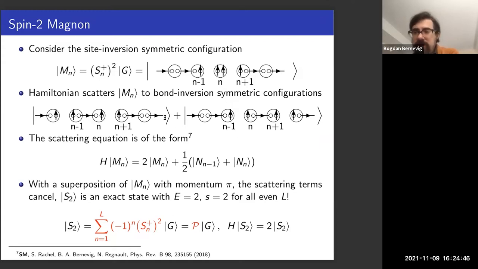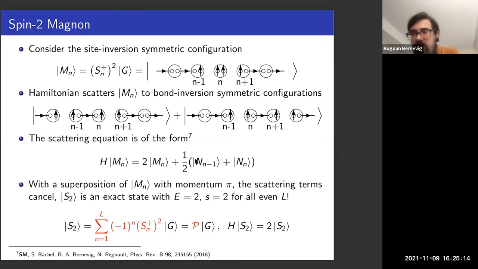Now you can immediately see the scattering equation, which is H times Mn equals some eigenvalue times Mn, plus the states on n, the left one and the right one. You can see that the left one in the second row, I'm not sure if you see my cursor, is related to the right one by a translation.